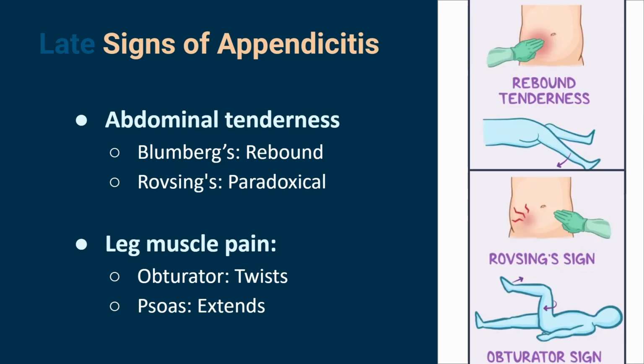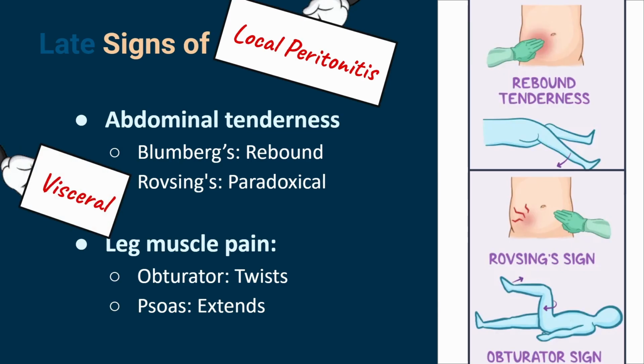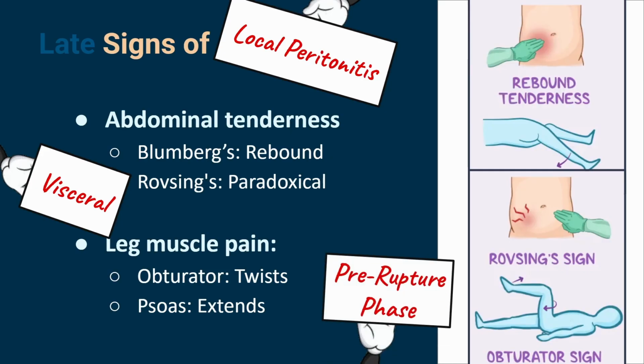Now, these are signs specifically of appendicitis, but they can be strongly indicative of late signs of appendicitis, but more to the point, peritonitis, which is a visceral pain. No, somatic pain. That's wrong. We would call all of this our pre-rupture phase, where we're starting to have this major inflammatory process.